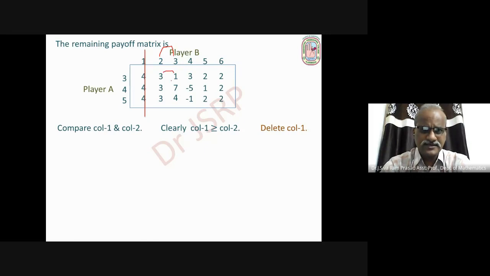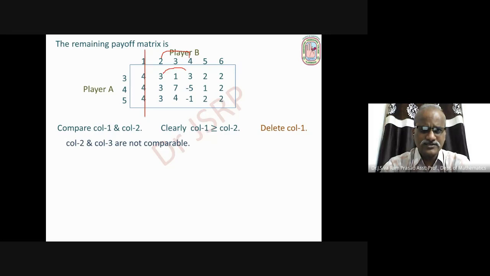3 is greater than 1, but here 3 is less than 7. So here we have two different inequalities. Column 2 and column 3 are not comparable since we have two different inequalities. Here 3 greater than 1, here 3 less than 7. So column 2 and column 3 are not comparable. Next combination, column 2 and column 4.